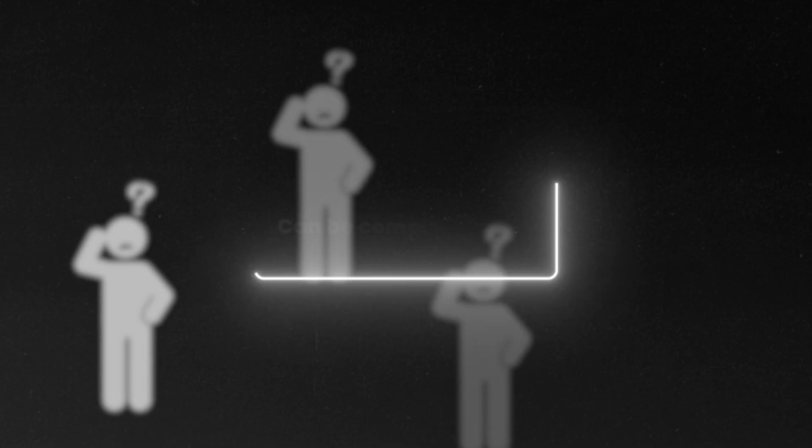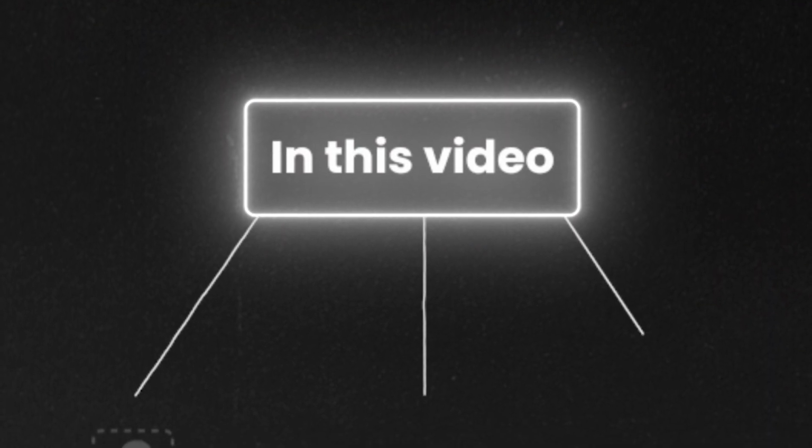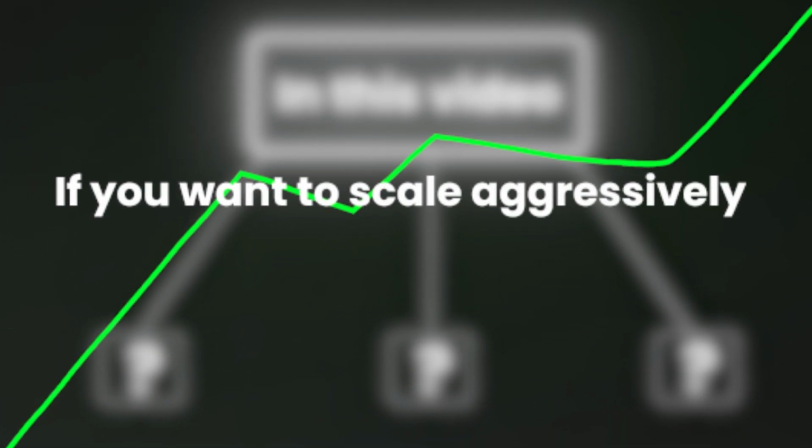Running a cold email lead generation agency can be complete chaos if you don't have the right tools and software under your belt. In this video, I'm going to show you the top 3 software tools that you need to be using if you want to scale aggressively and not be held back by operations and systems. These are the same exact tools that helped me scale past 20 active clients as a one-man team.